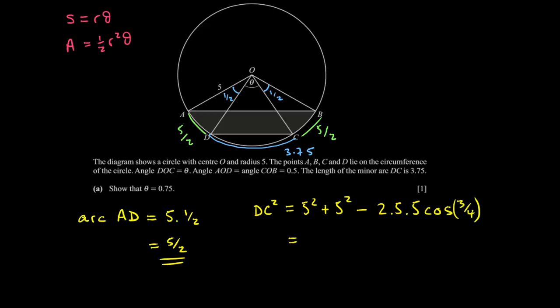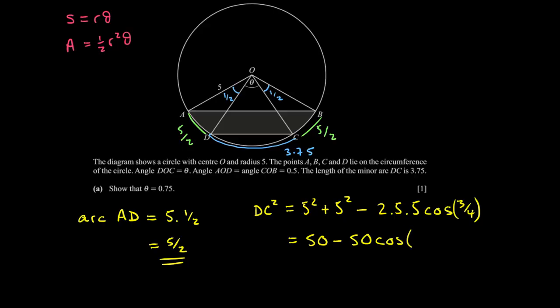So let's simplify that. We've got 5 squared plus 5 squared, so 25 plus 25 is 50. Minus 2 lots of 5 times 5. 5 times 5 is 25, times 2 is 50, so minus 50 cos 3/4. Okay.